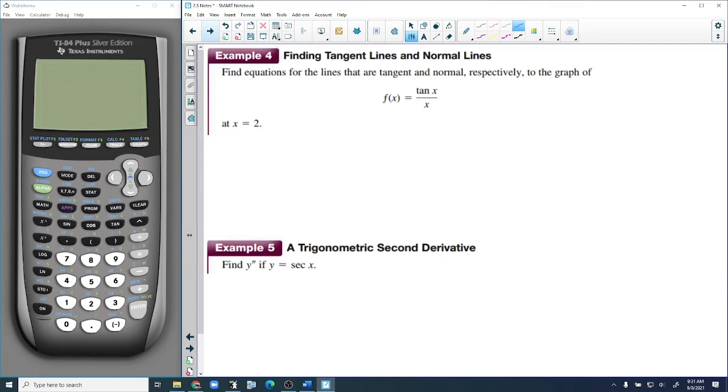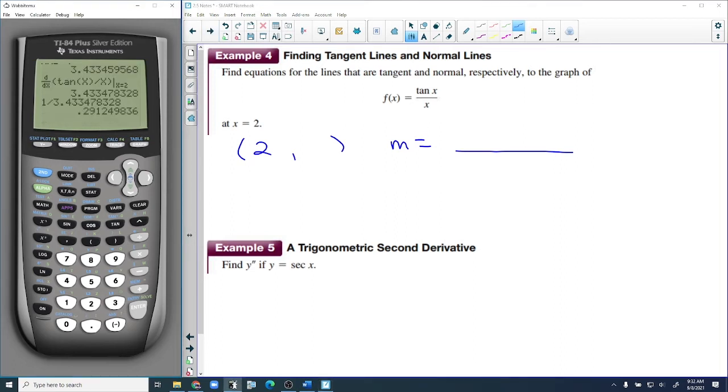Find equations for the lines that are tangent and normal respectively to the graph of tangent of x over x at x equals 2. We only spend 1 day on this section, mainly because there's not a whole lot that's new. Other than memorizing what the derivatives are, we're going to do tangent lines, we're going to do stopped, right and left, that's old stuff. Just a lot of old stuff on new derivatives. But I don't know what tangent of 2 is, so this is a calculator problem.